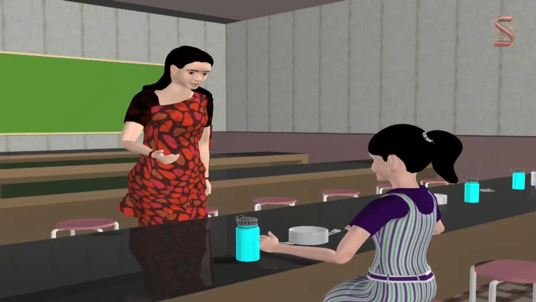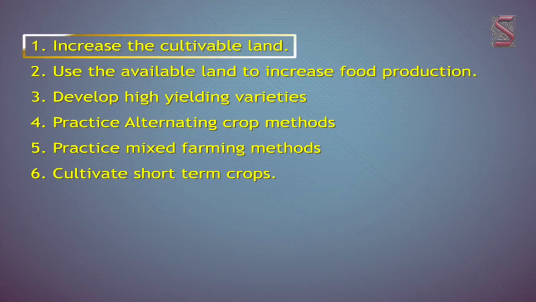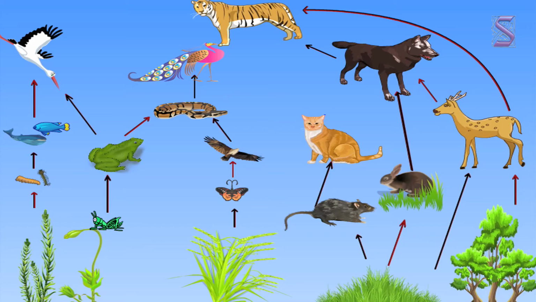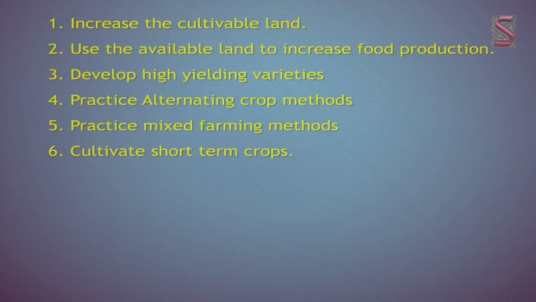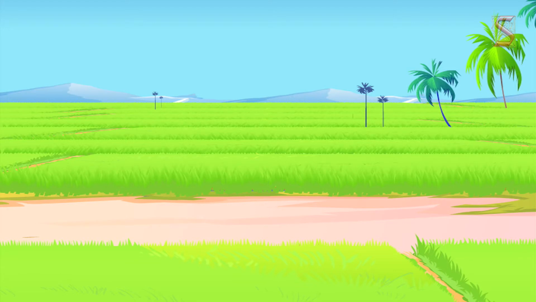Let us examine each option for its merits and/or demerits. The first option has to be ruled out, as it will mean destruction of forests and an upset ecological balance. The better options are 2 and 6. We must devise methods to increase food production in the existing fields.